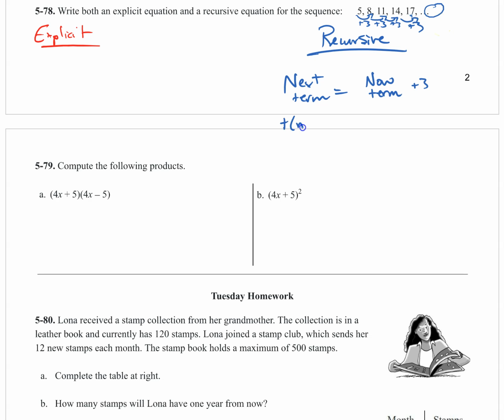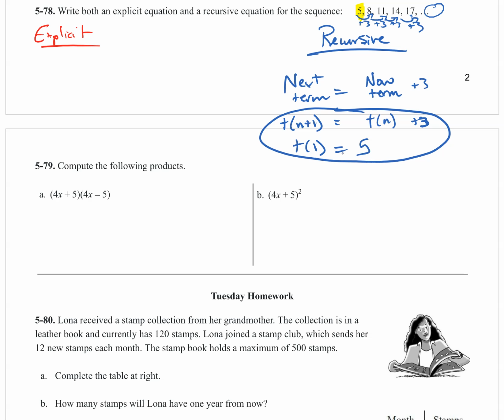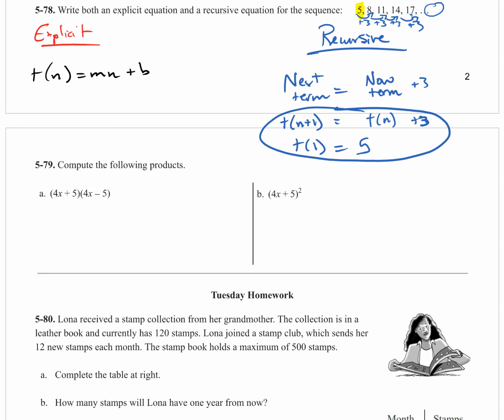So how do we write that mathematically? T of n plus 1, that's the next term, is equal to the now term, which is just t of n, and then you add 3 to that. Don't forget, for the recursive equation, you need to say where it starts, t of 1, the first term, which is 5. And that's the recursive. Okay, and if you don't know what explicit is, check your notes: mn plus b. T of n equals mn plus b.